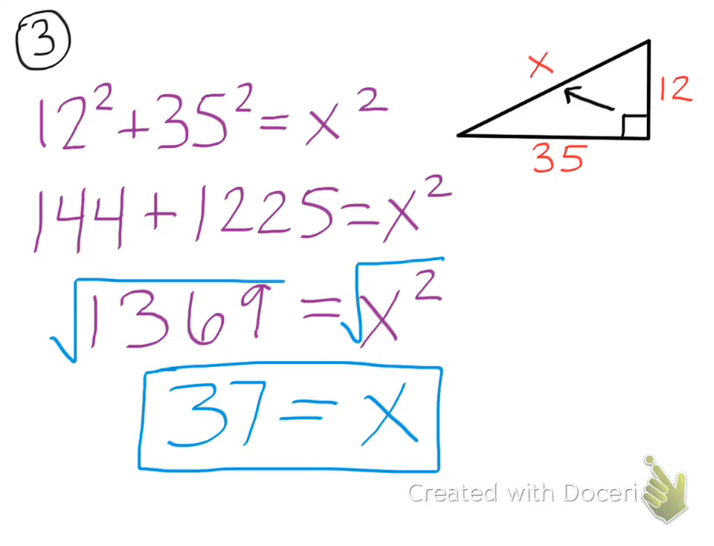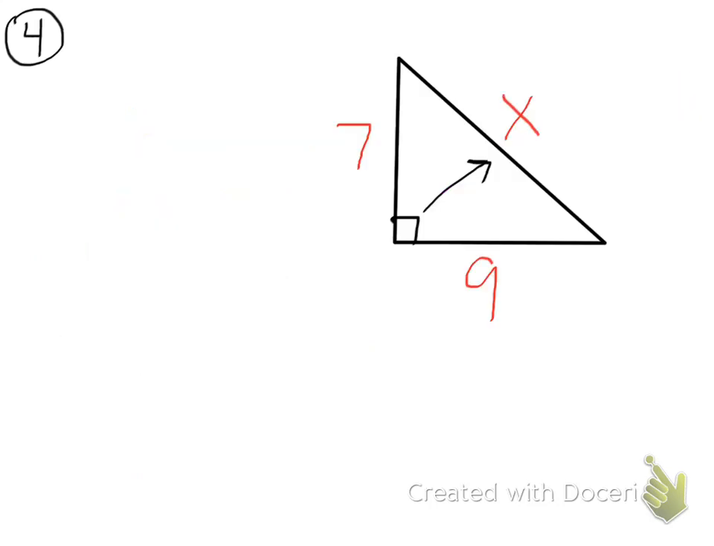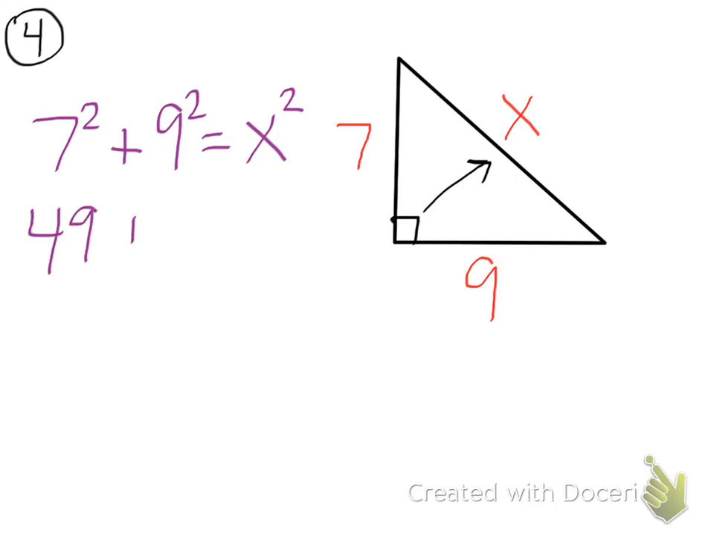Alright, let's try number 4. So the side across from the right angle is x, which is our hypotenuse. So again, we're going to do leg squared, 7 squared, plus our other leg squared, which is 9 squared, is equal to our hypotenuse squared, which is x squared. So 7 squared is 49, and 9 squared is 81. It's equal to x squared. 49 plus 81 is going to be 130.